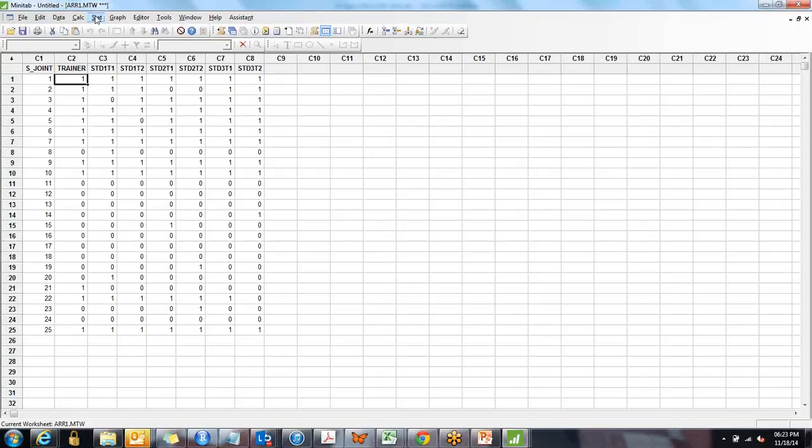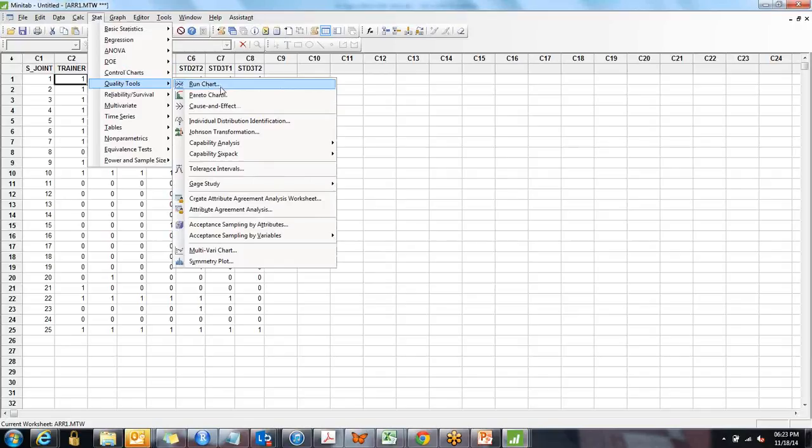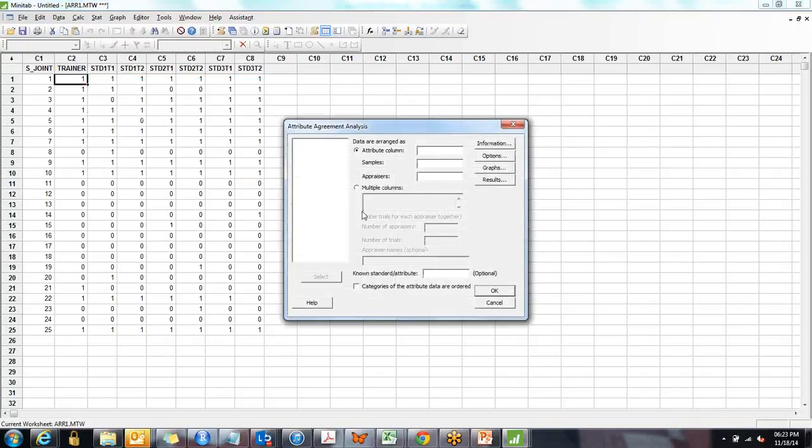So let us go to Stat, Quality Tools. Let us do attribute agreement analysis. In this, do we have values in one column only, Anuj, or do you see multiple columns? Multiple columns. Yeah, so let me select multiple columns and click in that. Let me select student 1 till 3, all those trials. How many appraisers are there? How many students are there?